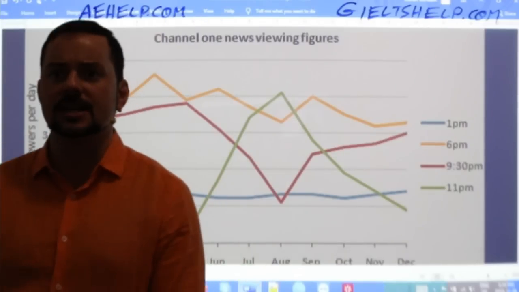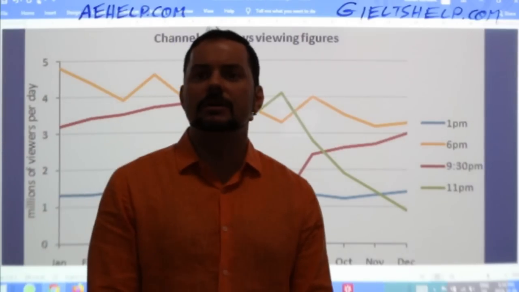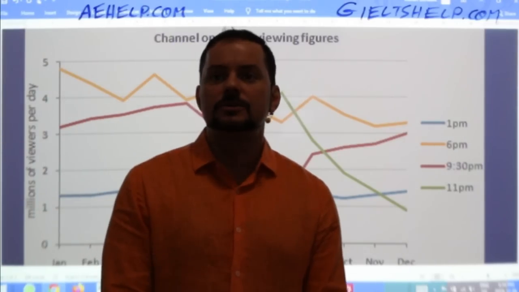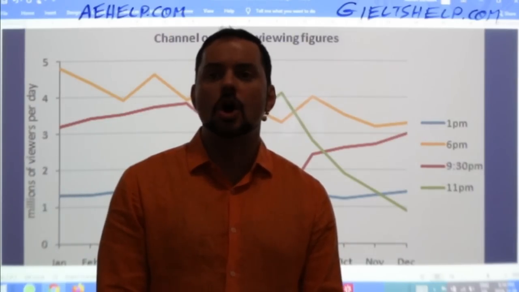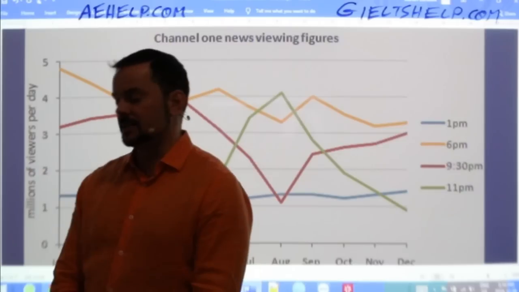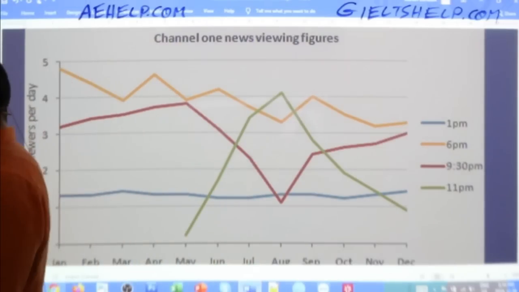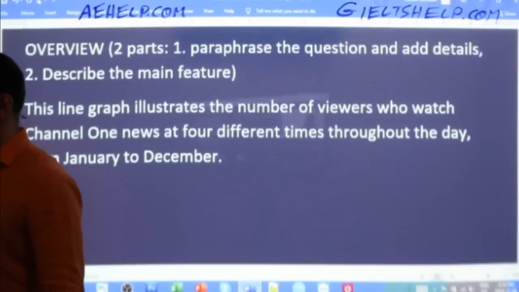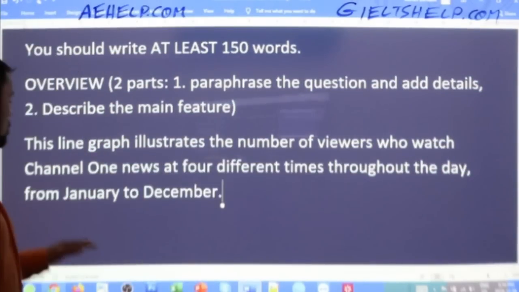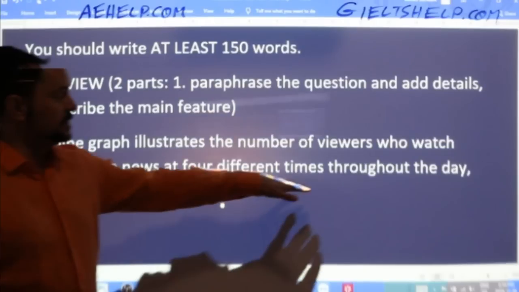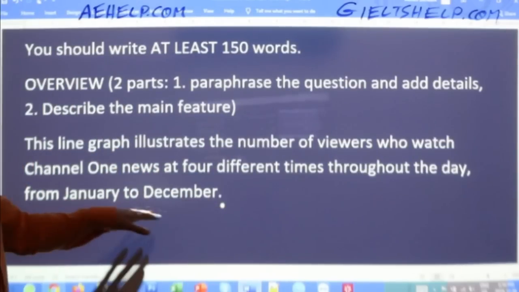All right, Hassan says, the given line graph shows the number of Channel 1 viewers for news programs divided into 4 categories depending on the time of day. Hassan, a better way to finish there, okay? All right, so here I have this line graph illustrates the number of viewers who watch Channel 1 News at 4 different times throughout the day from January to December.